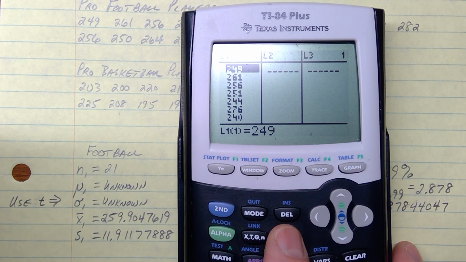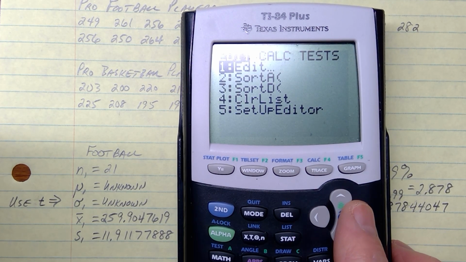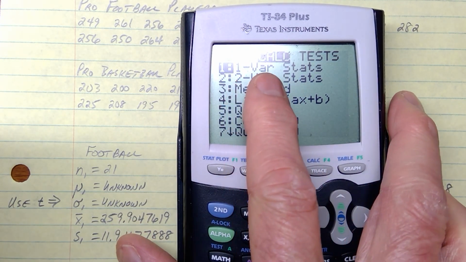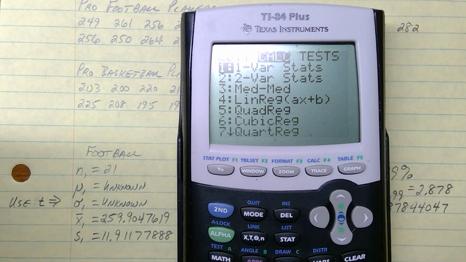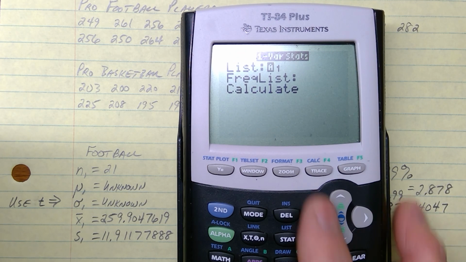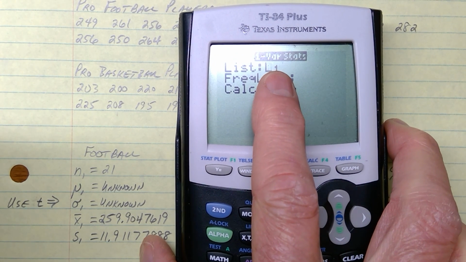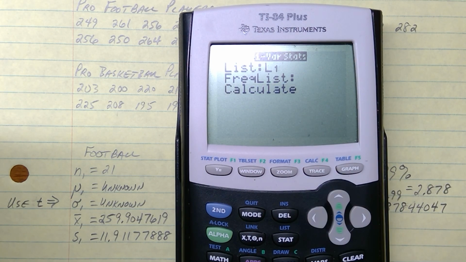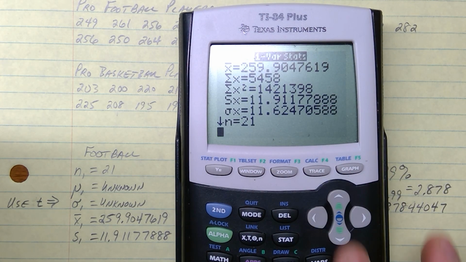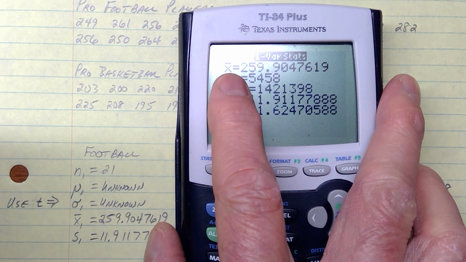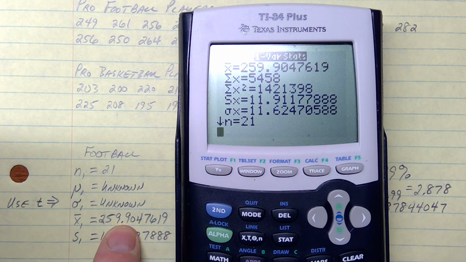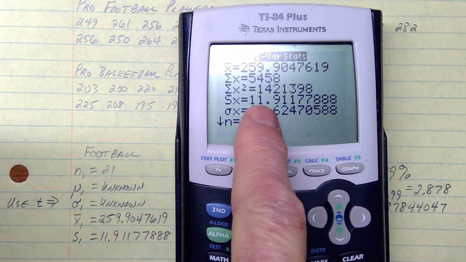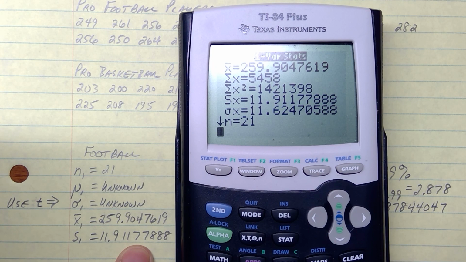Once you get those entered, you start over at Stat, you go over to Calculate, and I want option number 1 where it says One Variable Statistics. It's going to calculate all the statistics that I need. It's asking me, are you using list 1? Yes, I'm using list 1. Don't worry about frequency list, and just get down to Calculate and make it calculate. And it pops up with all these useful numbers. X bar, that's where I got the 259.904. And then S, that's my sample standard deviation, 11.91, etc., etc.